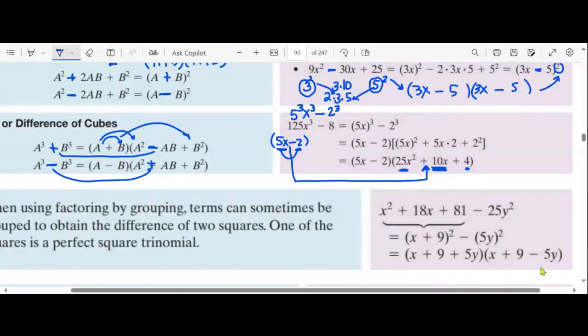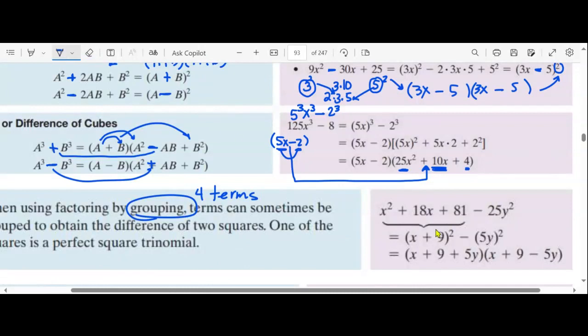Okay? Now, look at this here. Grouping. Grouping means how many terms? You must have 4 terms. So here I have x squared plus 18x plus 81 minus 25y squared. You can do it by grouping, or you can do it by the difference of squares. Let's see how he's doing it, okay?